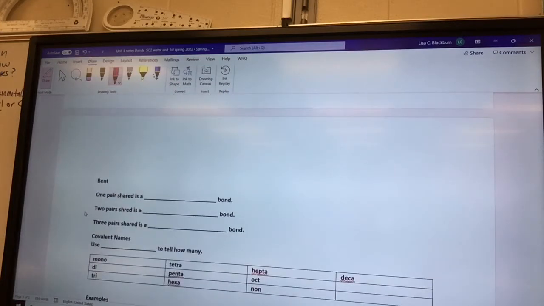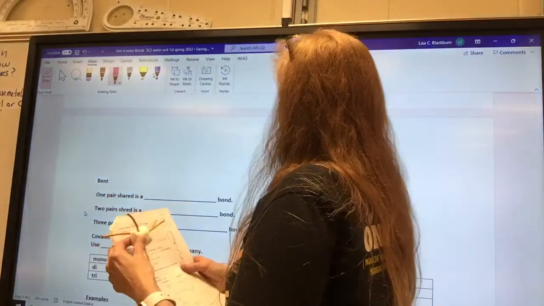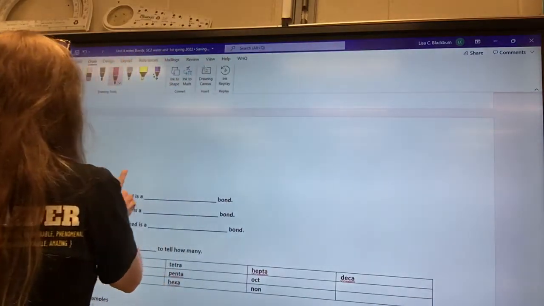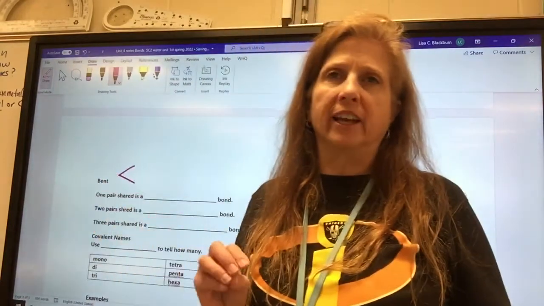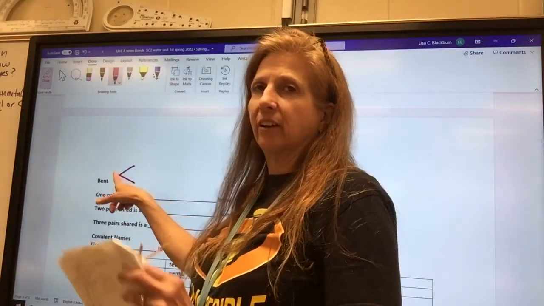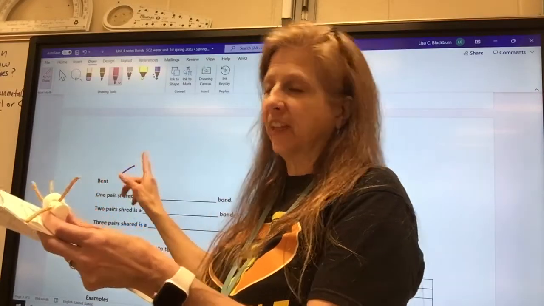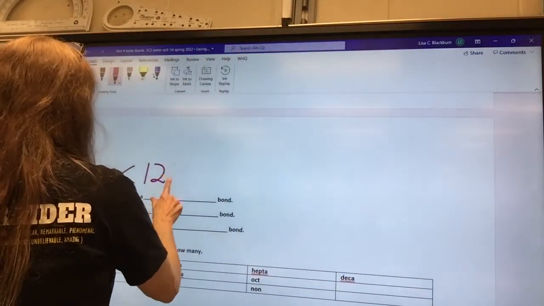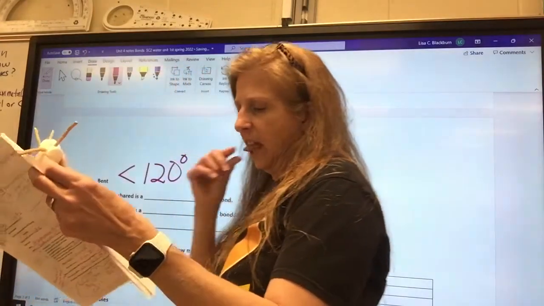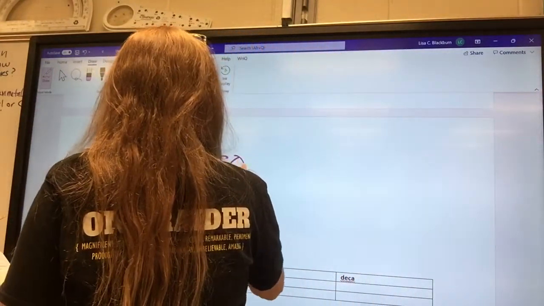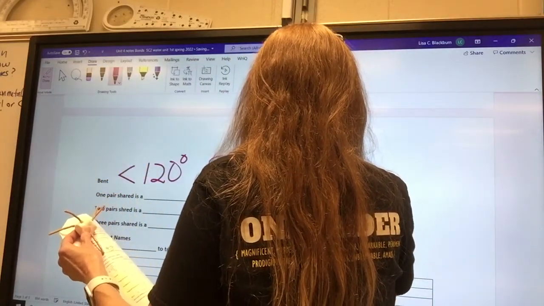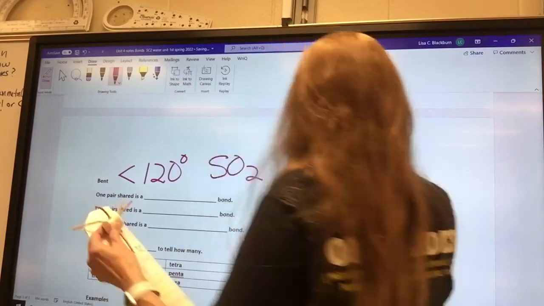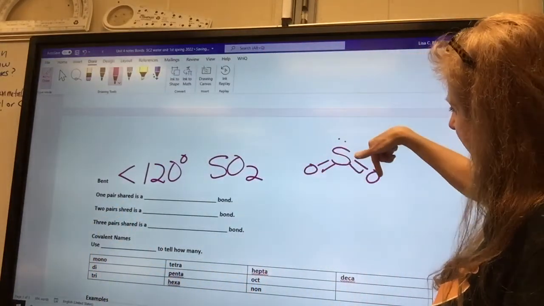Bent. Okay, so bent is what sulfur does. Let me show you. It's pushed together by unshared pairs again. Was that greater than or less than? What's that symbol? Less than. So it's less than 120 degrees because it's being shoved. Our example is SO2. It looks like this. And see, this unshared pair is shoving this down.